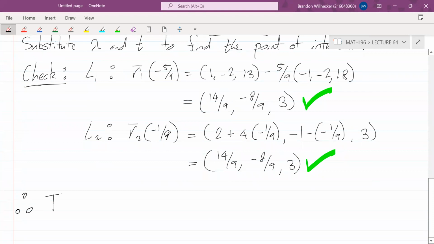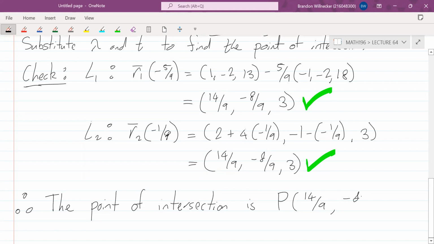So therefore, the point of intersection is, let's call it P, 14/9, -8/9 and 3.